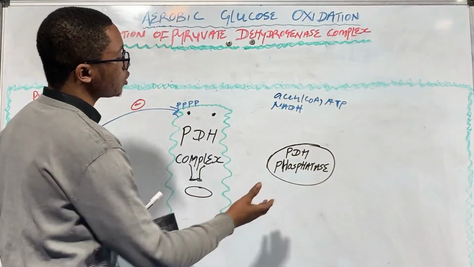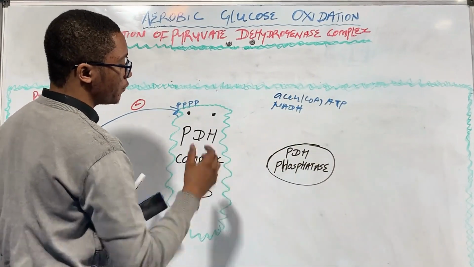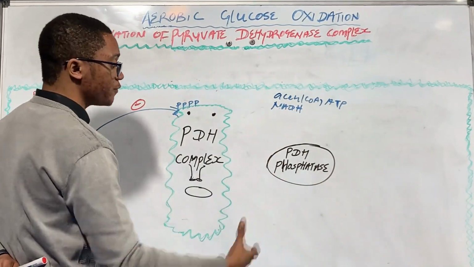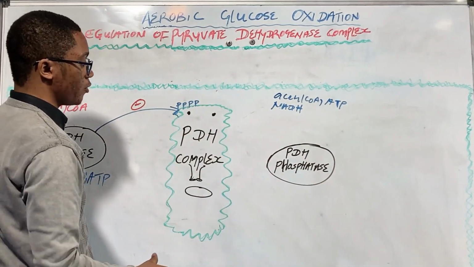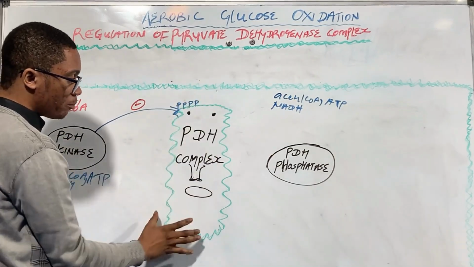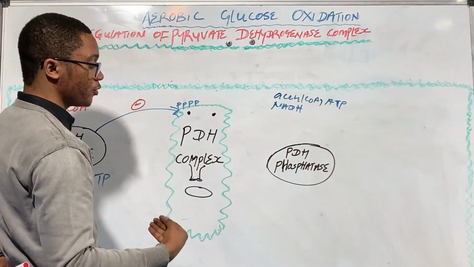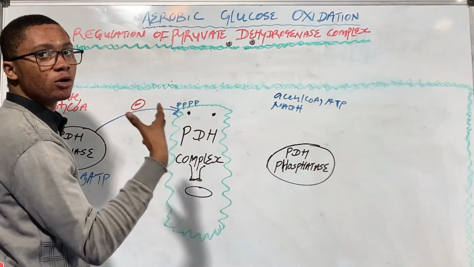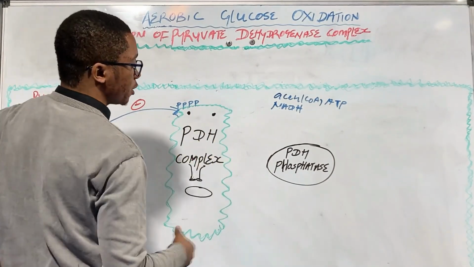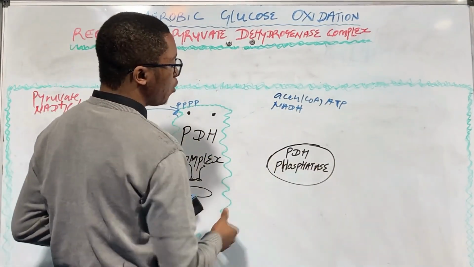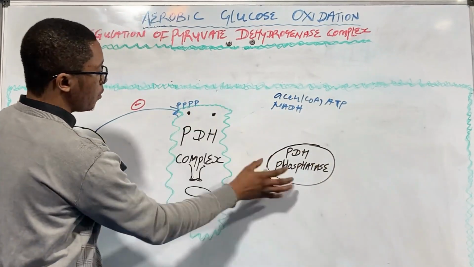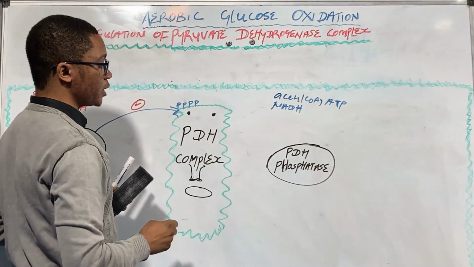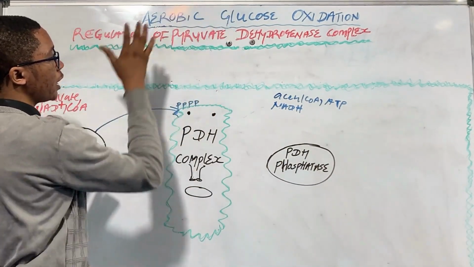Now let's talk about pyruvate dehydrogenase phosphatase. A phosphatase removes phosphate groups from this complex. Remember, the phosphorylated form of this complex is inactive and the dephosphorylated form is always active. So this is the covalent modification, phosphorylation and dephosphorylation. Let's look at what stimulates this enzyme to dephosphorylate the complex, so that it can take part in aerobic glucose oxidation.